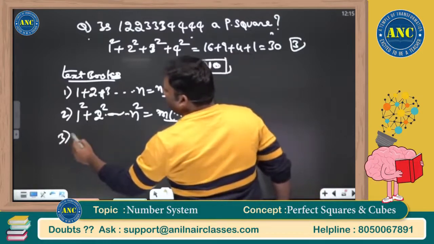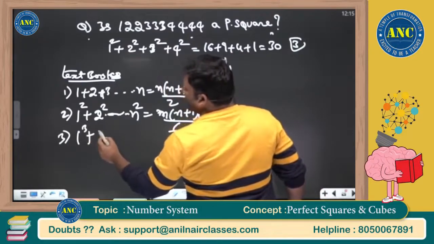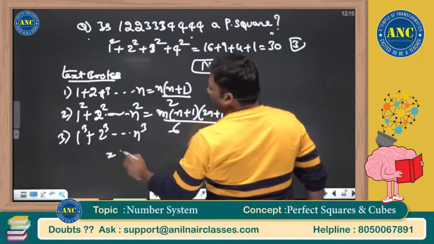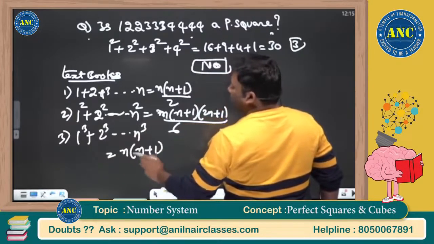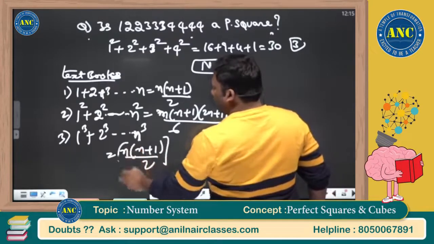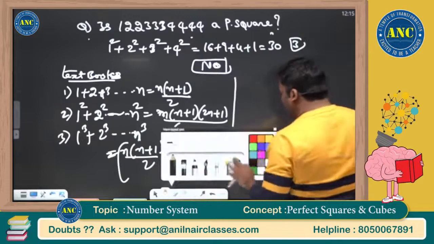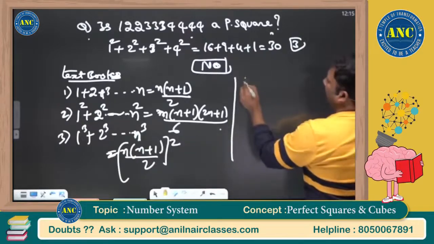Last one, the sum of the cubes. The sum of n cubes is n into n plus 1 by 2 whole square. These 3 will be there in your textbook. But in your examination, he might ask you another model also. Please make a note of the remaining 2. These 2 are very, very important.